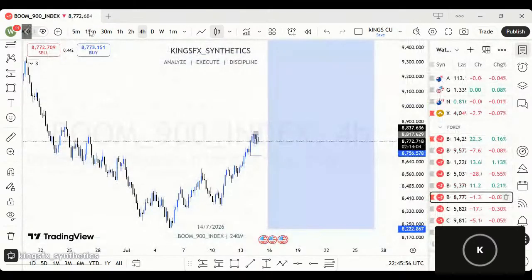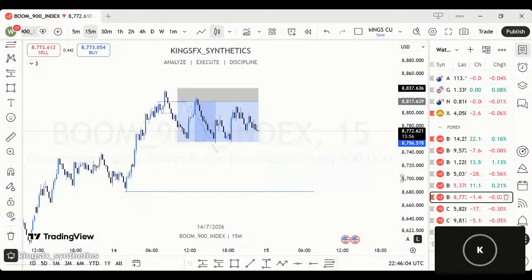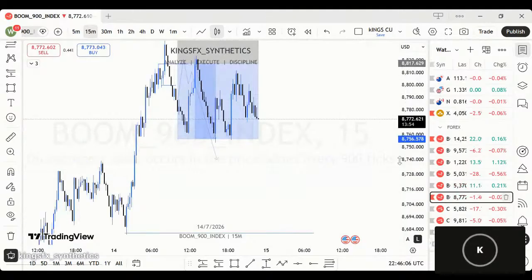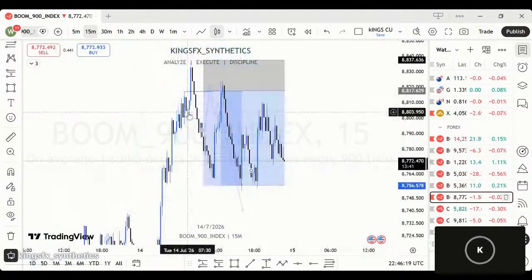All right, so let's look at another trade that we took today. This was a trade on Boom 900. A lot of persons message me and ask me, Kings, how were you so sure, or how did you know that price is going to retest back to that zone? And why were you so sure of your entry at this point? It's very simple, and I'll be breaking that down in the next few minutes.